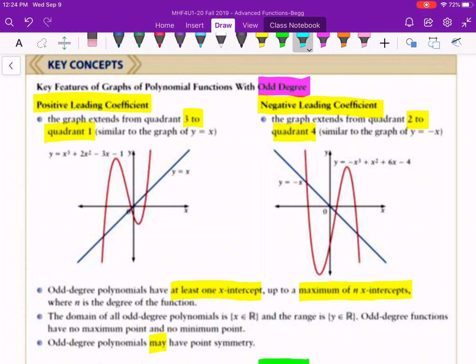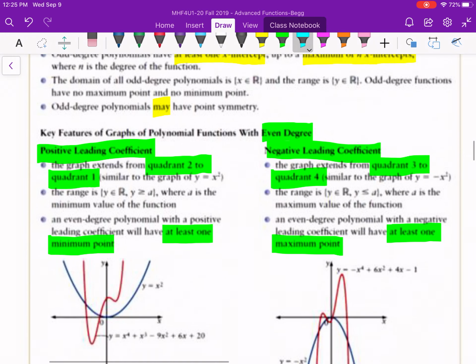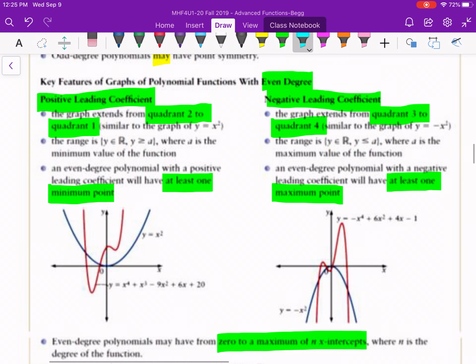Odd degree polynomials may have point symmetry. We'll talk about symmetry later. For even degree functions, if you did what I said to do above in Desmos with those even degree examples, you'll see that they all behave like parabolas. A parabola, degree 2, is the lowest degree for an even function.